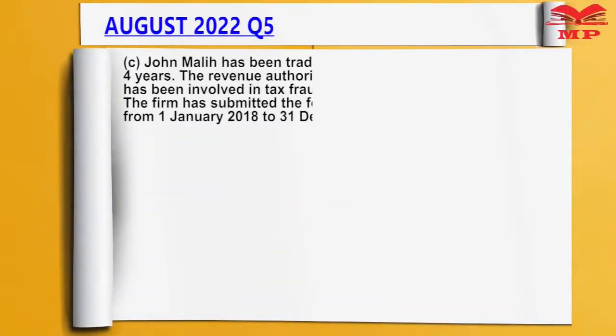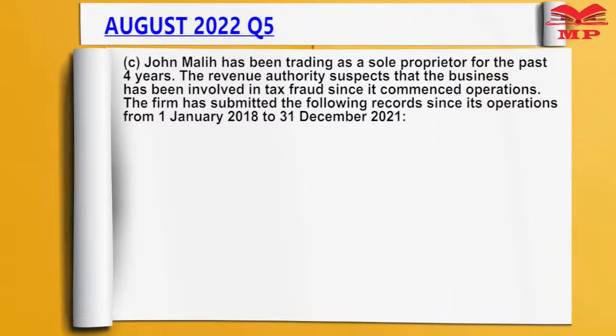It says, John Malley has been trading as a sole proprietor for the past 4 years. The Revenue Authority suspects that the business has been involved in tax fraud since it commenced operations.